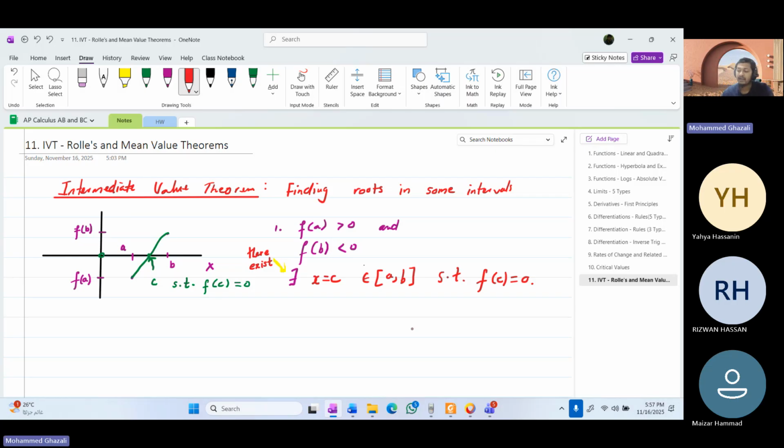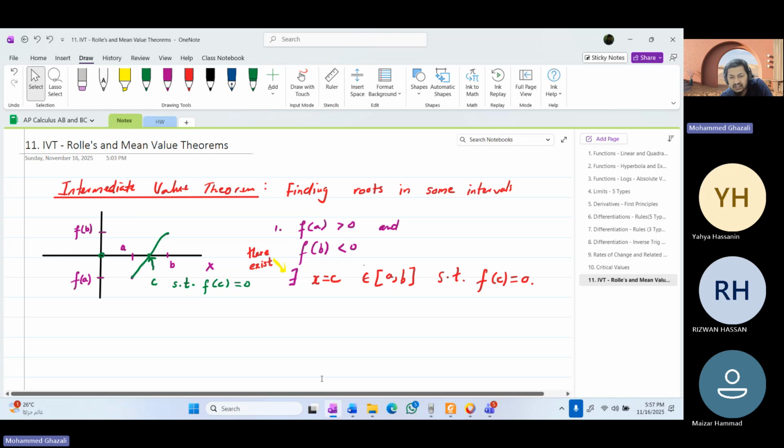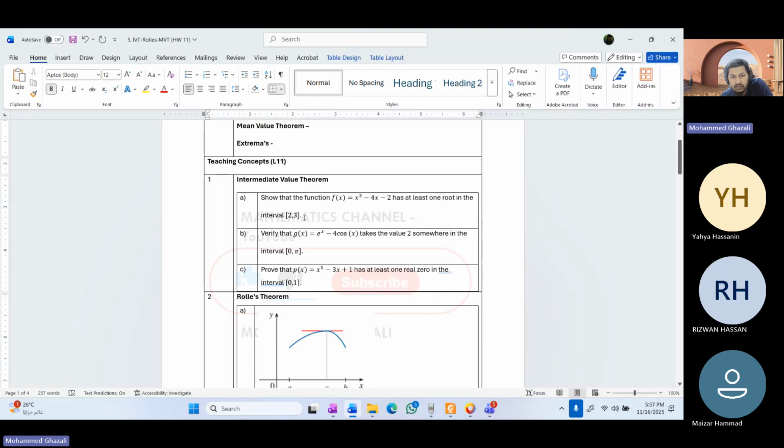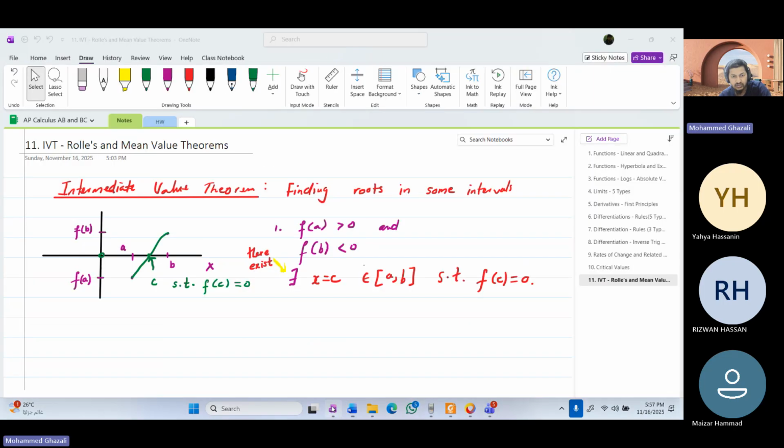Are we good? Now, sometimes you have to find the interval yourself, and sometimes they give you the interval. So you just need to show that there is a root in the interval. I do have some questions. That's basically the intermediate value theorem setup. Do you understand, guys? It's very simple.